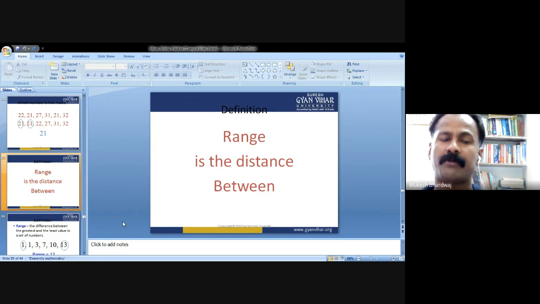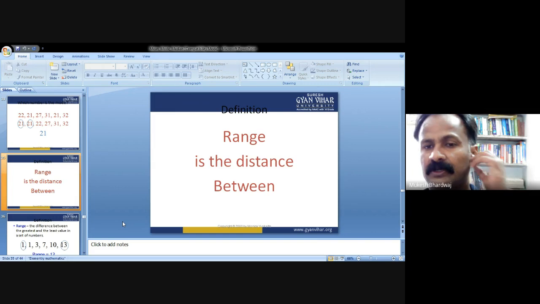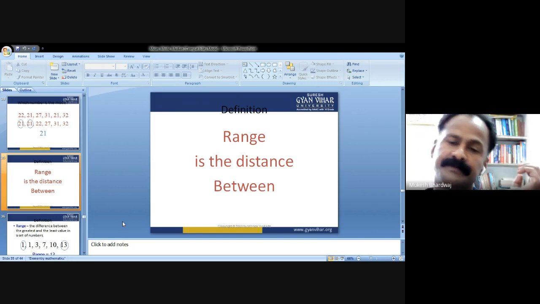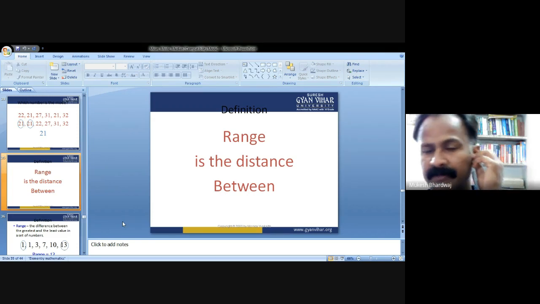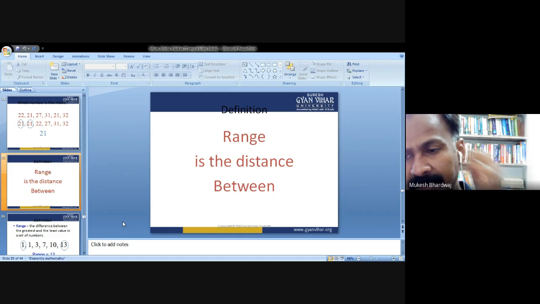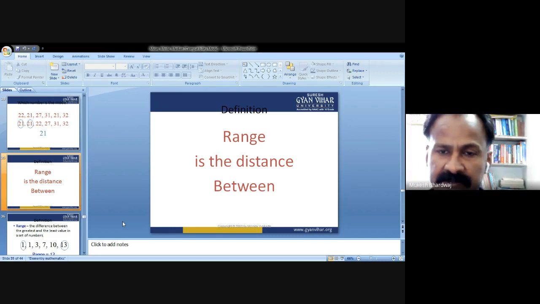Now the last topic of the measure of central tendency, that is range. You must have heard the word range, and you have studied it in physics also. You must have studied parabolic motion in class 11th or 12th, I don't know, but somewhere in 11th and 12th. There you find the range of any parabolic figure.